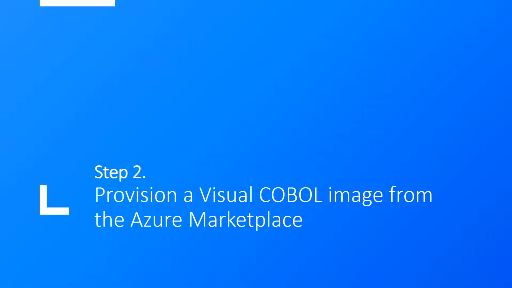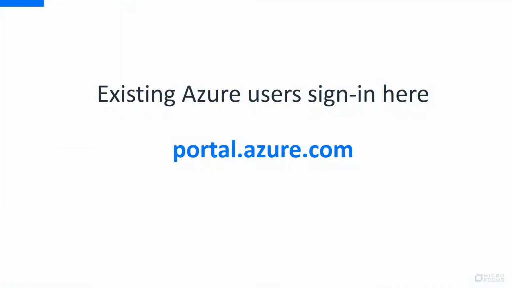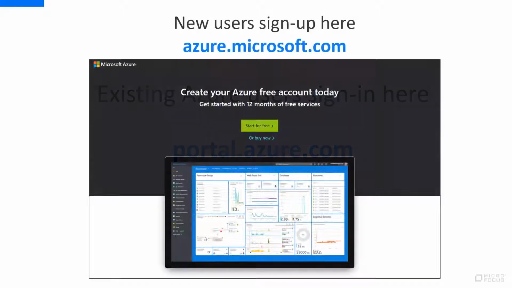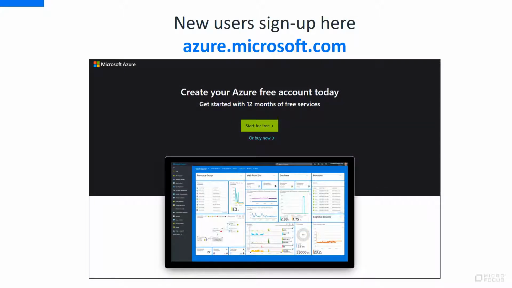Step 2. Provision a Visual COBOL image from the Azure Marketplace. Existing Azure users should sign in to the Azure portal here. For new users, go here. Typically, Azure offers free credits for first-time users, so your trial could be free.